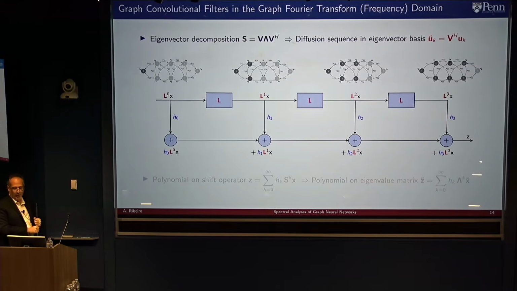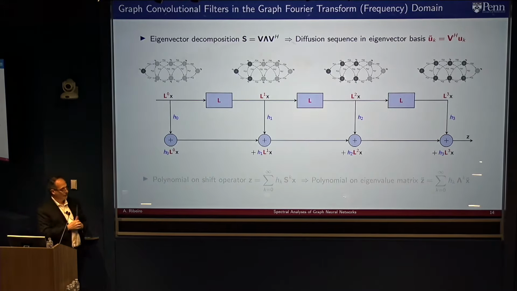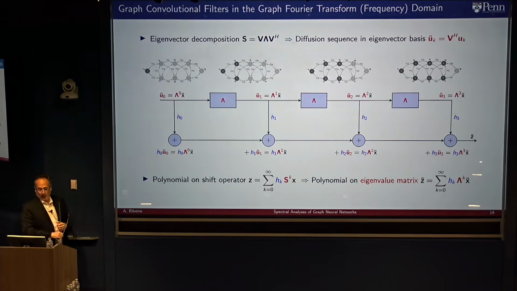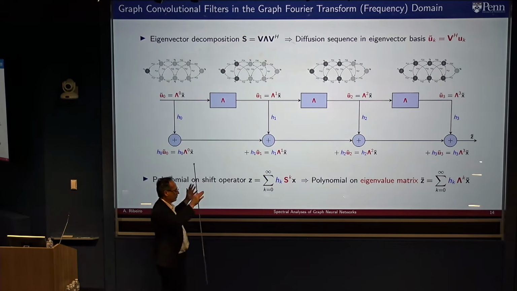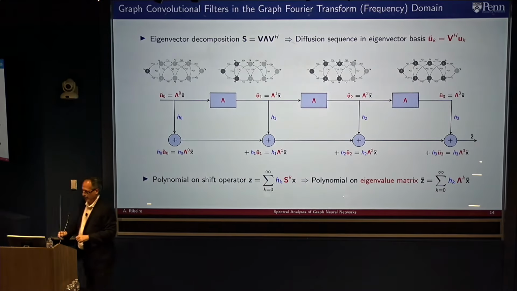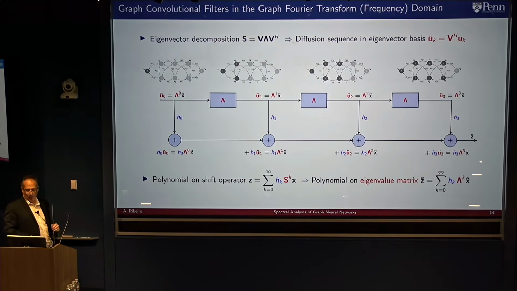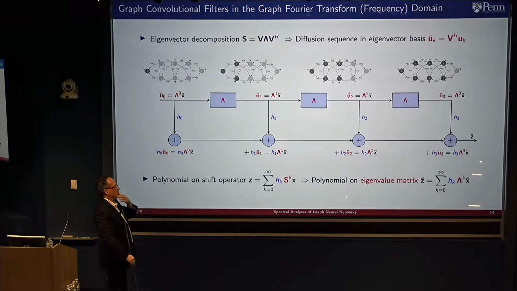So here we have our graph convolutional filter. It's built through recursive application of capital L, the Laplacian of the graph in this case. I am going to consider the eigenvector decomposition of the graph. And instead of writing this composition on the node coordinates, I will write the composition on the eigenvector coordinates. If you do that, you define u tilde, x tilde, z tilde. So you represent everything in this other coordinate basis. And what's going to happen now is that instead of multiplying by S, you will be multiplying by lambda, lambda being the eigenvalue matrix of the graph.